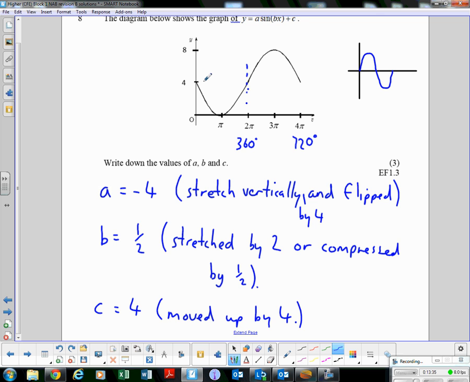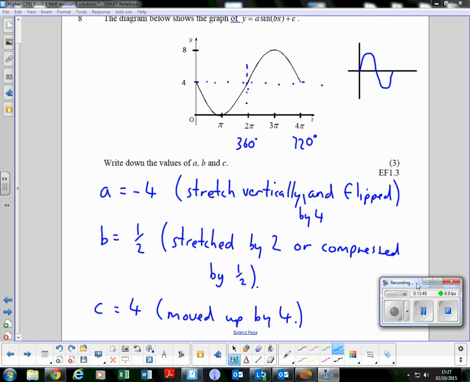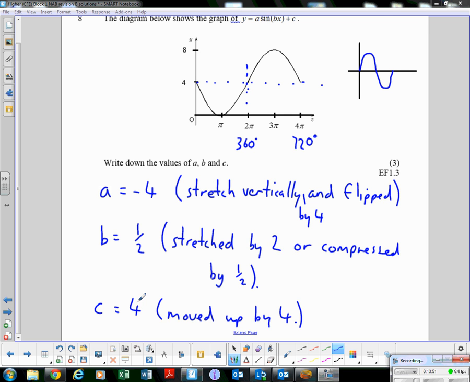And also the center line. So if we drew a line through the middle of the sine graph, it's normally 0. Here it's 4, so it's been moved up by 4. So C is 4.